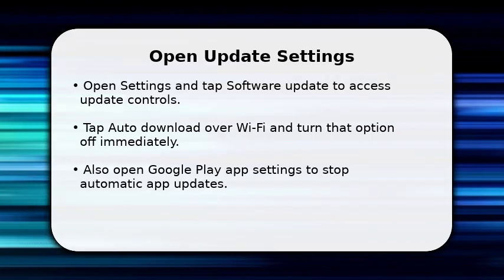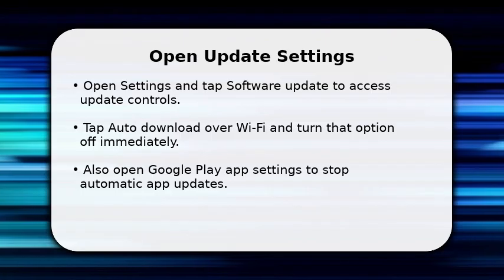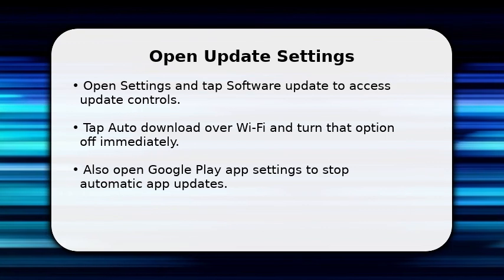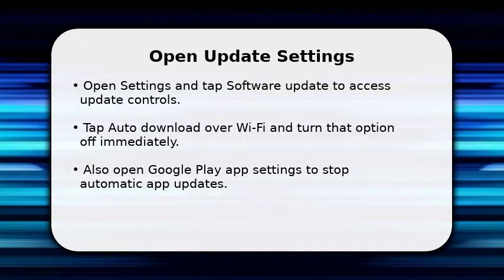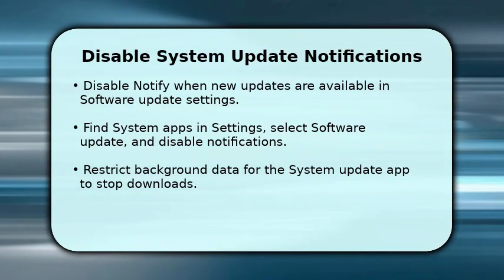Next, open the Google Play Store app and access settings to check app updates. Turn off Auto Update apps to prevent automatic app installs after system updates. Return to Software Update settings and tap Notify when new updates are available. Toggle that notification option off to stop prominent update alerts and banners.